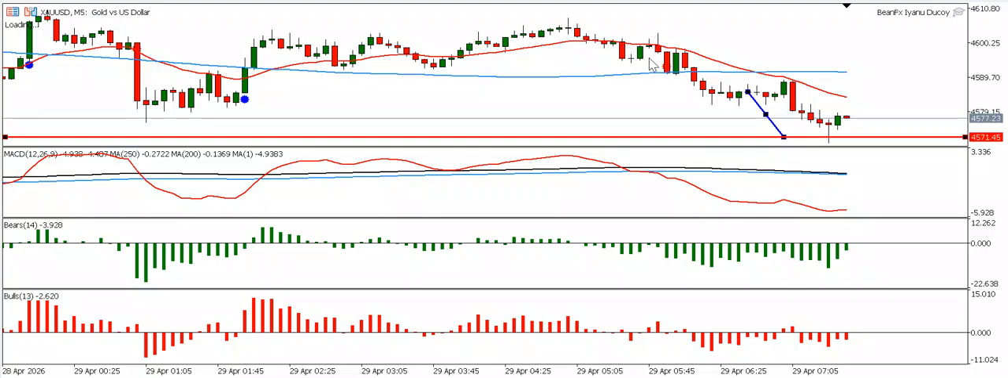If price is above the 200 SMA, you can look to buy. If price is below the 200 SMA, look for sell.